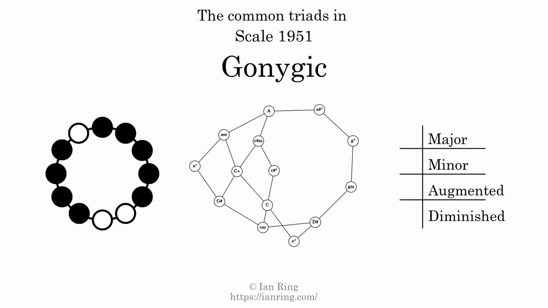The diagram in the center is a graph of parsimonious voice leading between triads. There are 4 major triads. There are 4 minor triads. There is 1 augmented triad. There are 5 diminished triads. Here is a Hamiltonian path of parsimonious voice leading that uses all the triads.